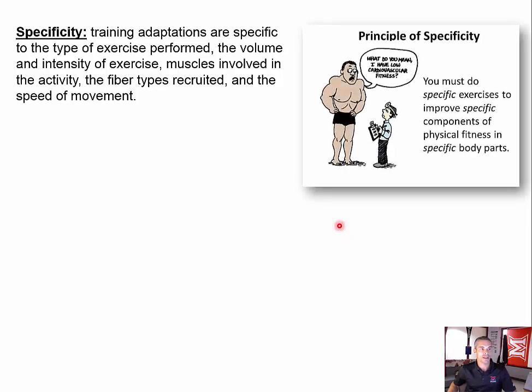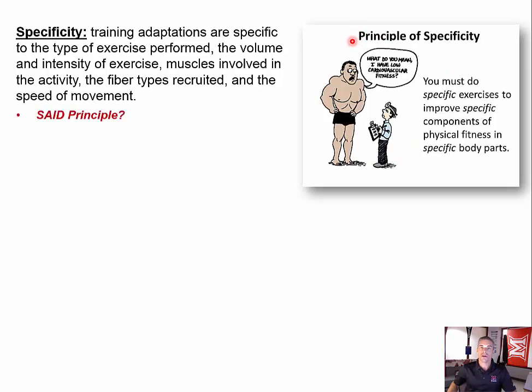So here's a cartoon illustrating the principle of specificity, again highlighting that you must do specific exercises to improve specific components of physical fitness and specific body parts. Here, this guy with a large amount of muscle mass performs primarily resistance training and is concerned that he has low cardiovascular fitness. If he was indeed interested in improving his cardiovascular fitness, then he would need to include some aerobic exercise training in his existing training program.